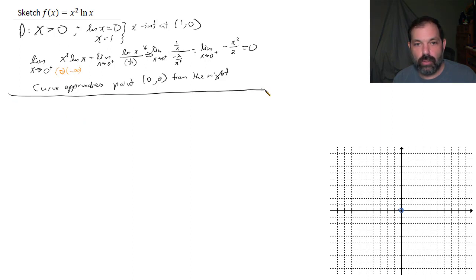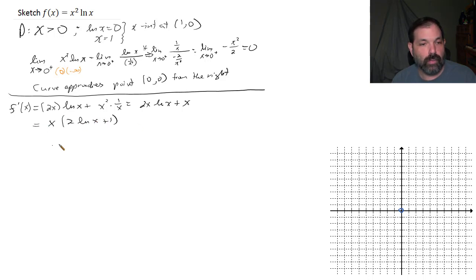All right, let's analyze now using the derivative. F prime of x, using the product rule, would be 2x natural log x plus x squared times 1 over x. And so then that is 2x natural log x plus x. And so then that is x times (2 natural log x plus 1). So then we have critical numbers at x equals 0. That would be a critical number. Or, well, wait a second, x equals 0 is not critical because it's not in the domain. Right? The domain is strictly greater than 0.